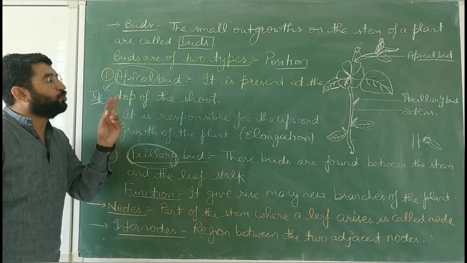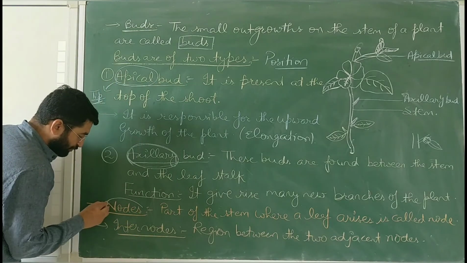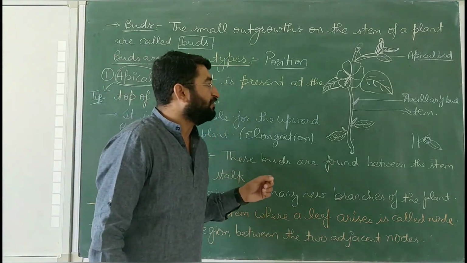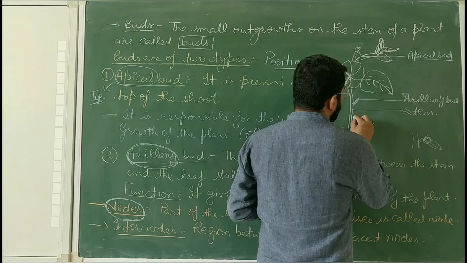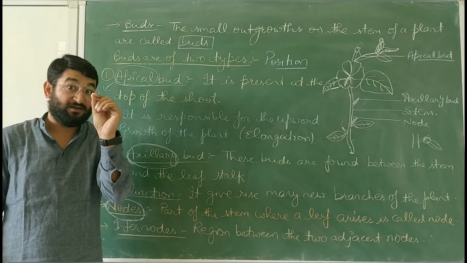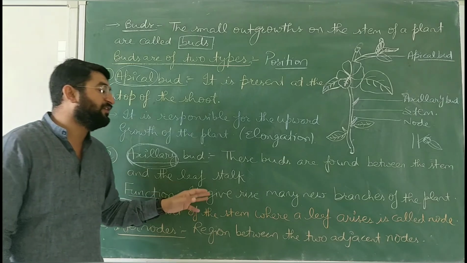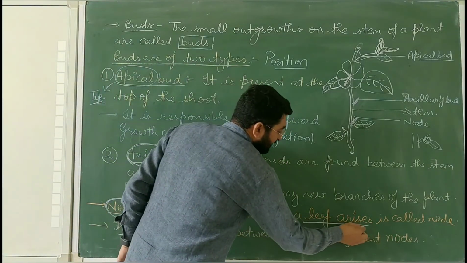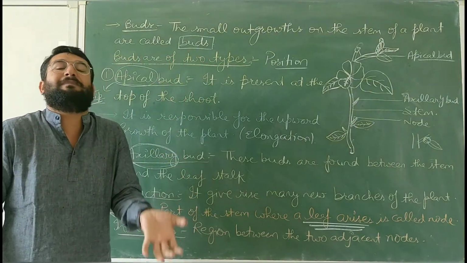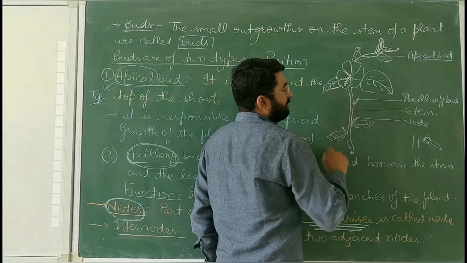Now, there are two regions present over this. The first is nodes. What are nodes? The part of a stem from where a leaf arises, that is known as a node. वो पार्ट कोई छोटा सा एक उभार, एक आउटग्रोथ होता है like bud which will give rise to a new leaf. So part from where leaf arises, वो पार्ट जहां से एक लीफ उगेगा, एक लीफ पैदा होगा, निकलेगा, दैट इज नोन एज अ नोड. दिस इज अ नोड, दिस इज अ नोड.